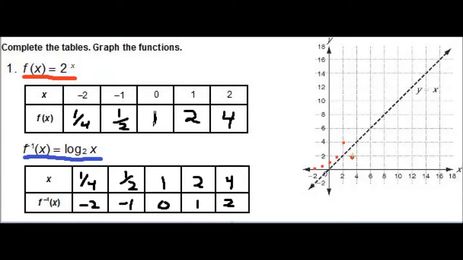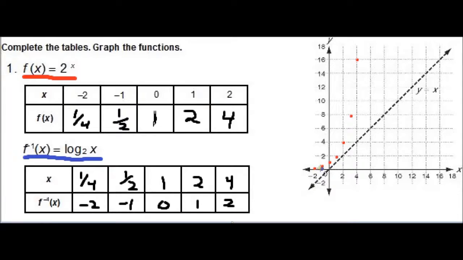In fact, let me go a little further. What would be 2 to the third power? That would be 8, right? I'm going to plot that one as well. And we could probably go one more. 2 to the fourth would be 16. Now all I need to do for the inverse is flip all of those points.